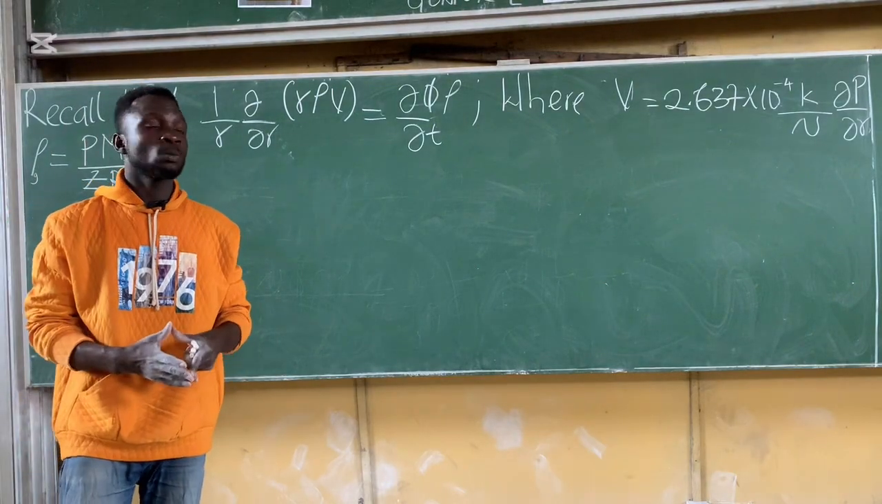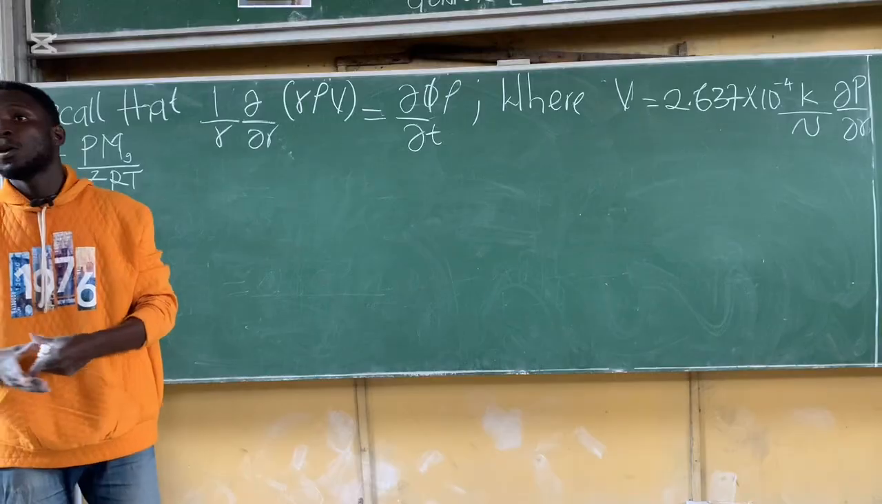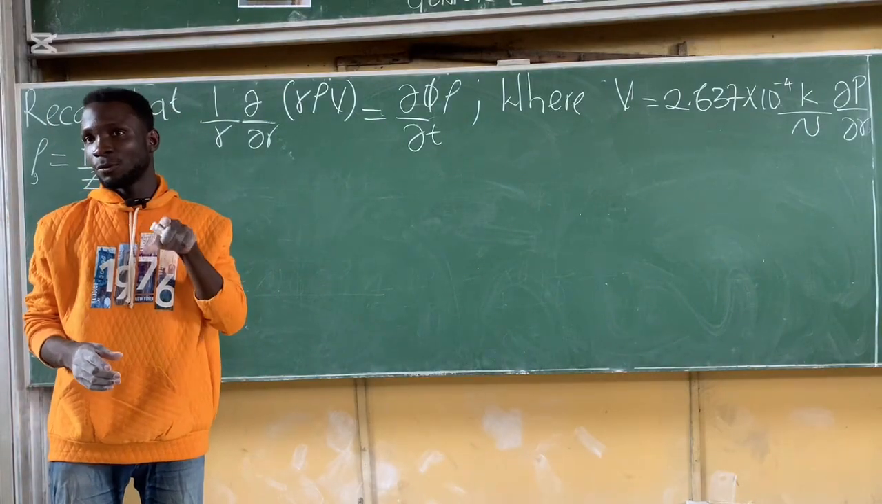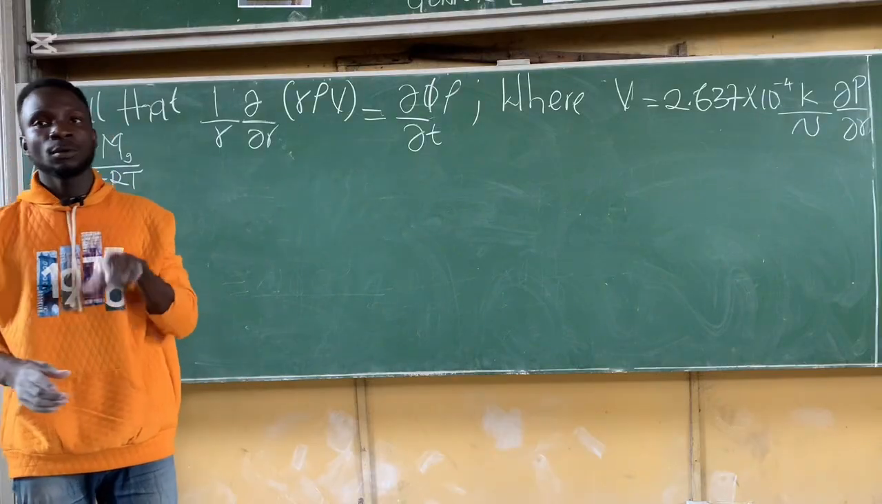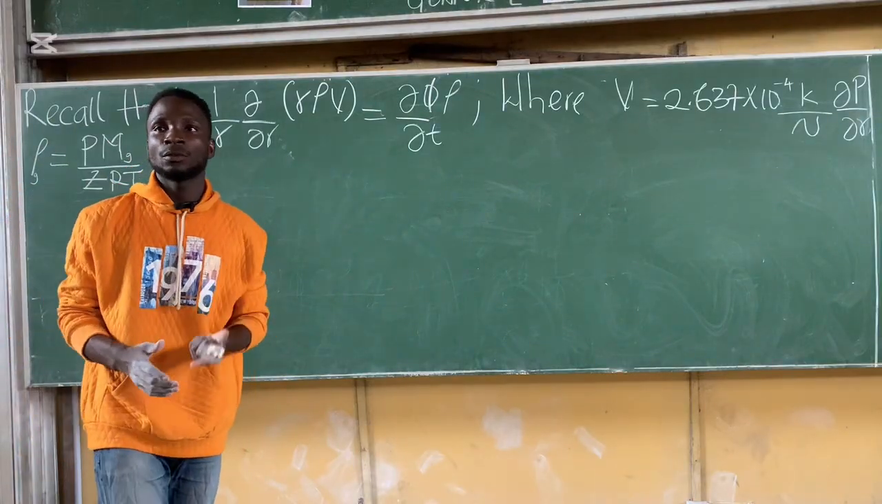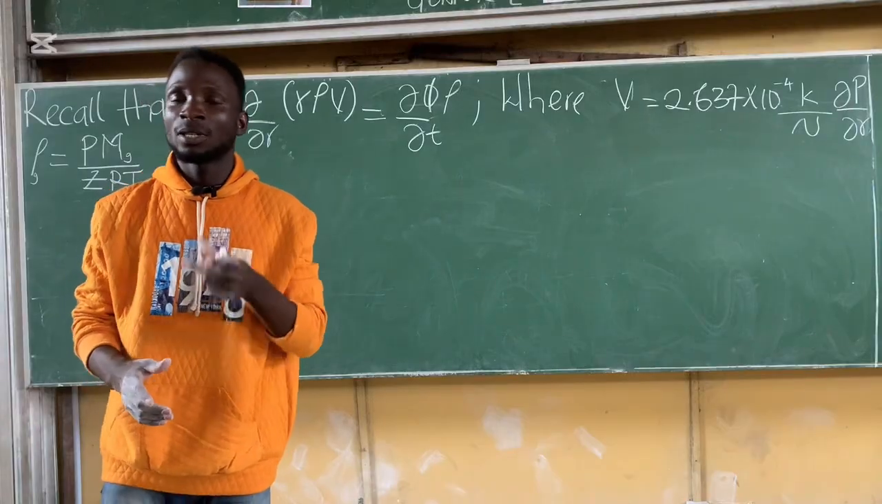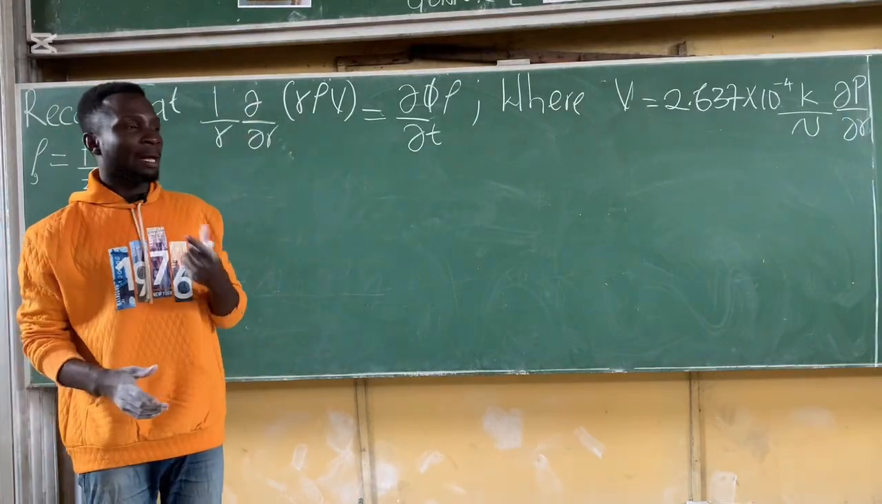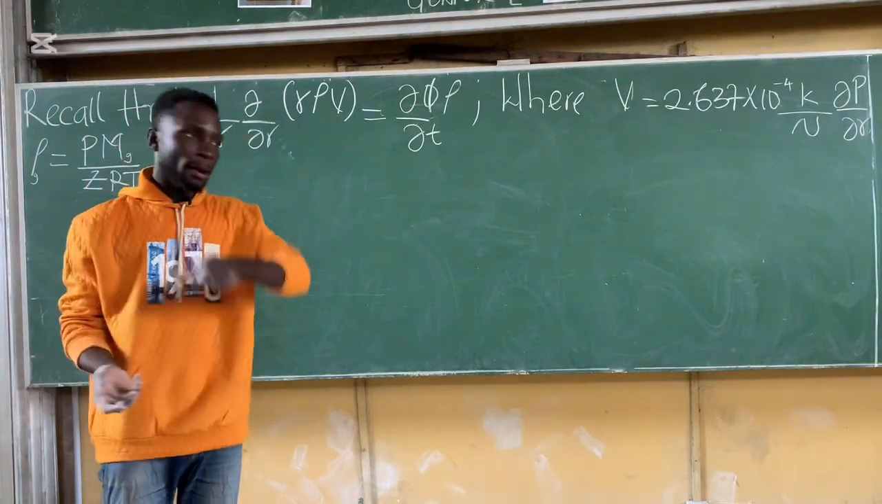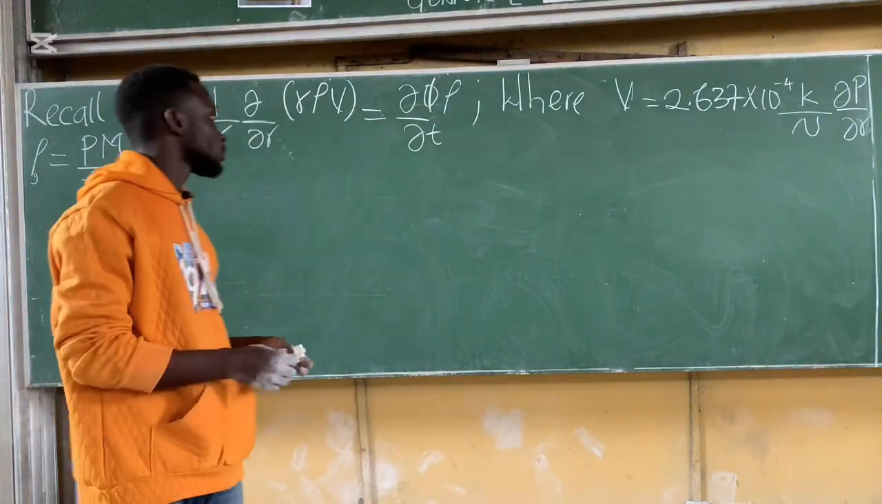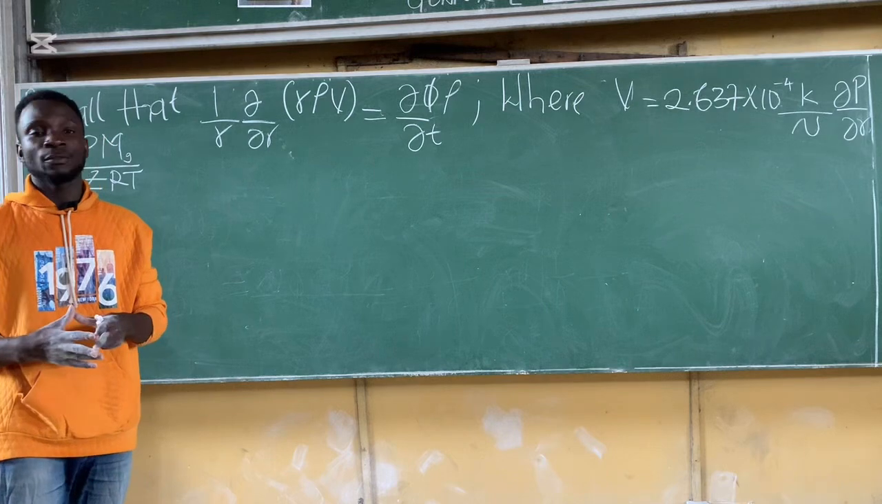In today's class, we'll be looking at the derivation of the diffusivity equation for compressible fluid in radial flow. Examples of compressible fluids are gases, air, etc. Also, recall the equation we derived for radial flow.